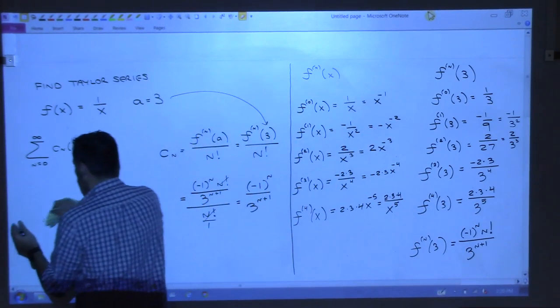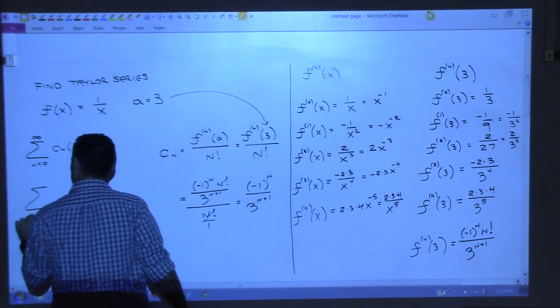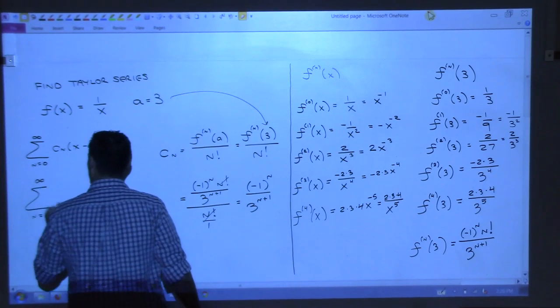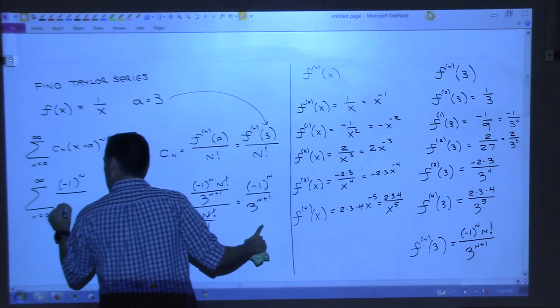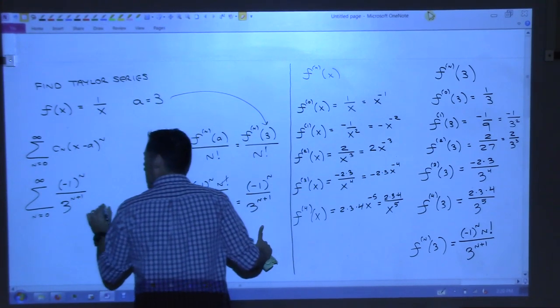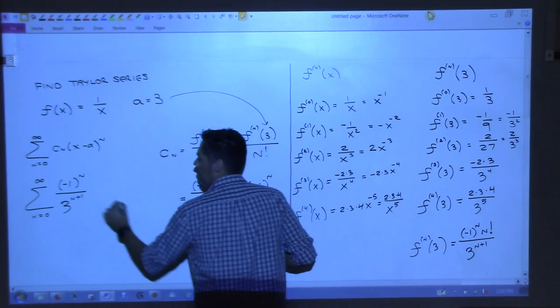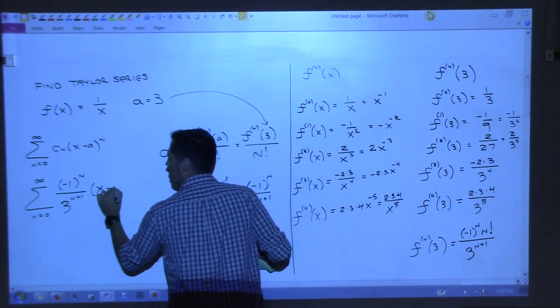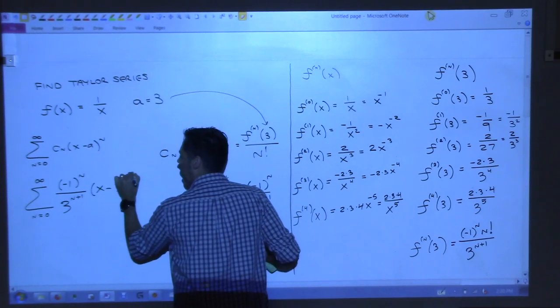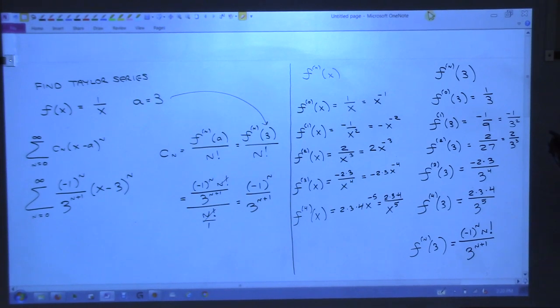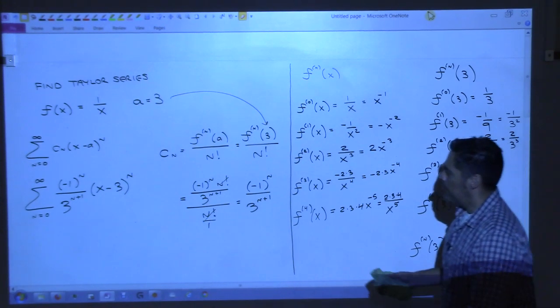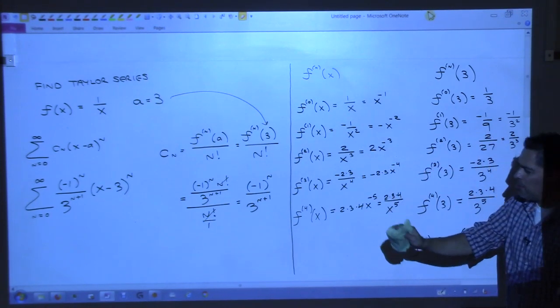So our Taylor series for this is the sum from n equals 0 to infinity of this expression, negative 1 to the n, over 3 to the n plus 1, times what? Parentheses x minus 3 to the n. There it is. That is your Taylor series for 1 over x. Questions? I still want to do one more thing.